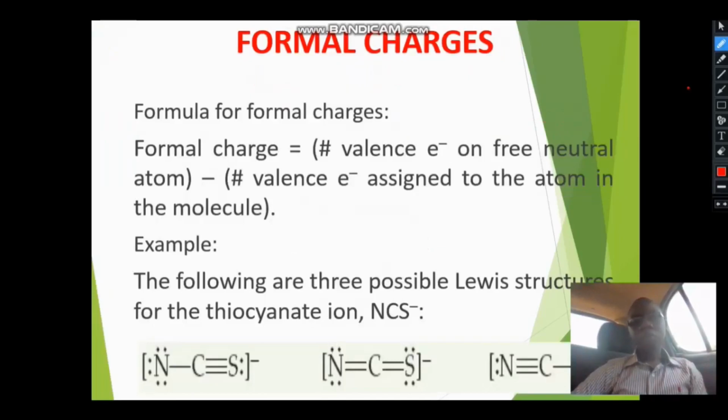To calculate the formal charges, we need to know the valence electrons of the free neutral atom, which we subtract the assigned electrons of the atom in the molecule from. Let us put this formula into practice. We have an example of 3 possible Lewis structures of the thiocyanate ion, that is NCS-. Let's see these 3 examples and find the formal charges of each atom in the 3 different structures.